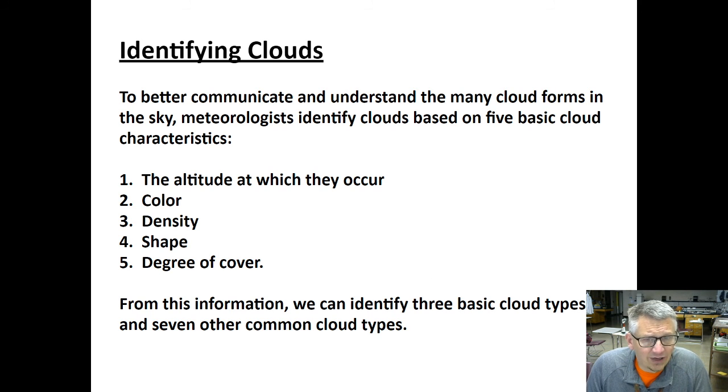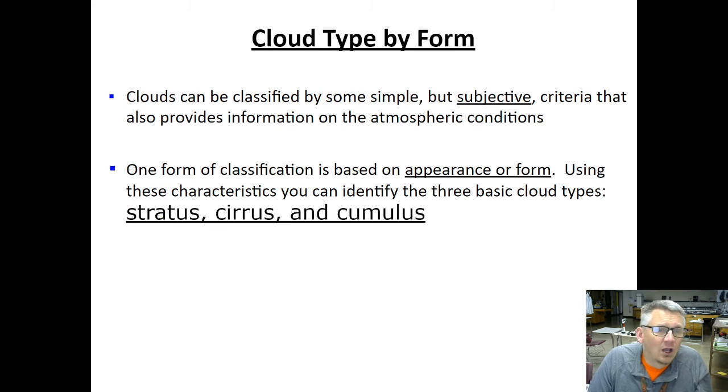So when we identify clouds, a lot of times the things we're going to take a look at are the altitude, whether they are high, medium, or low clouds, their color, their density, their shape, and how much covers. But some of these things are up for debate. And when I quiz you or test you on them, I will say, or you will know, this is a low cloud, this is a high cloud, this is a medium cloud.